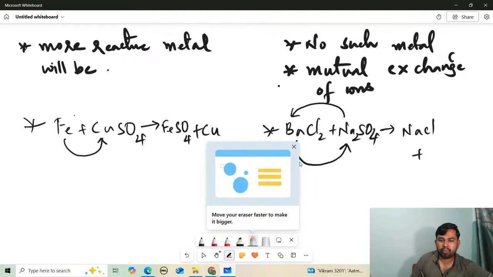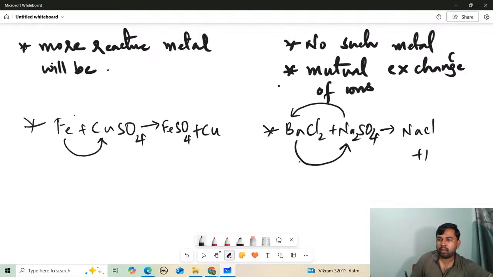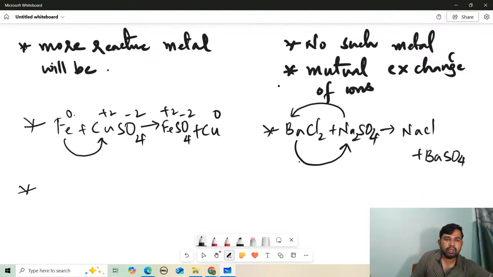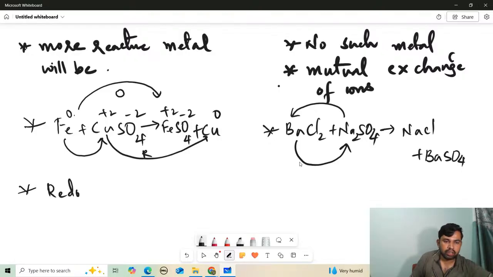Barium sulfate will form. And one more thing you try to understand here. Fe has oxidation state 0, this is plus 2, this is minus 2, this is plus 2, this is minus 2, this is 0. You see oxidation here, and similarly reduction. So we can say displacement reactions are redox reactions. Here we can say non-redox.